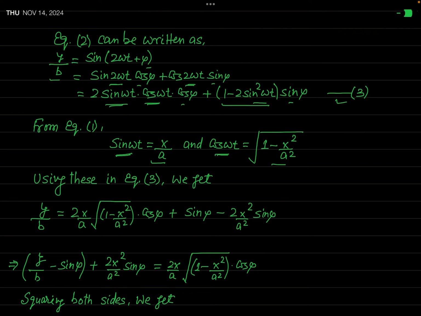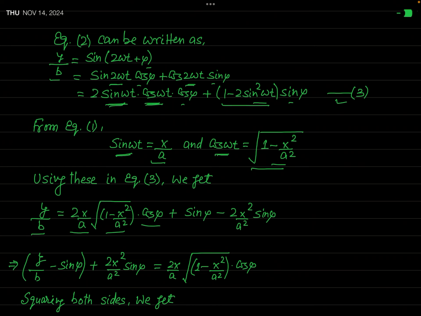So let us substitute the values of sine omega t and cos omega t in this equation 3. Now you can see this equation 3 becomes y over b equal to 2 times sine omega t, but sine omega t is x over a, so this is 2 times x over a, times cos omega t, but cos omega t is the square root of 1 minus x square over a square. And cos phi is attached here.